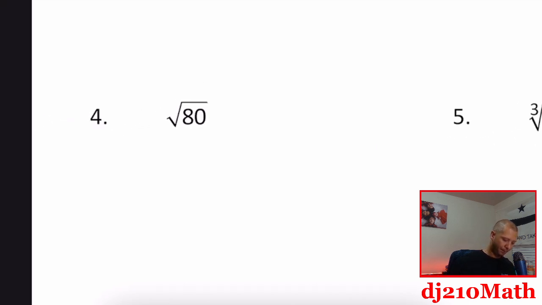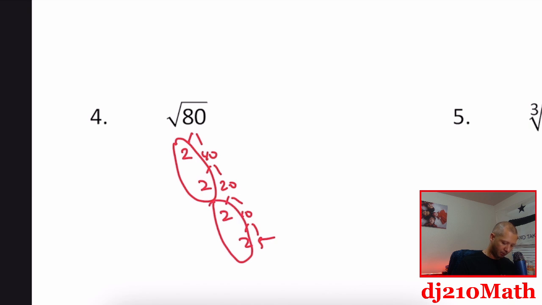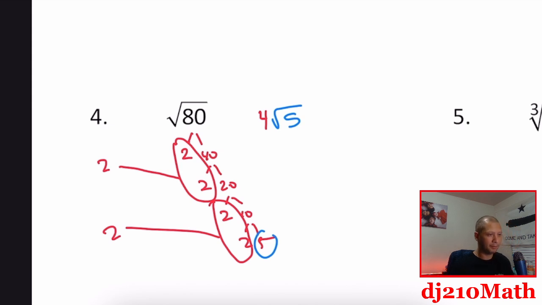For 80. So 80, 2 and 40, 2 and 20, 2 and 10, 2 and 5. So the group, the pairs, there's 2. 1, 2. So the 2's come out, they multiply to make a 4. And then the 5 is left behind. Right, singles stay behind.